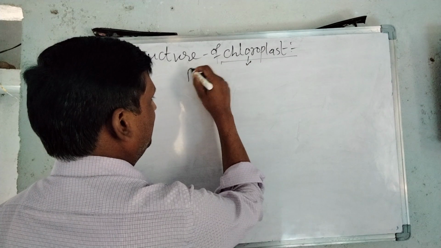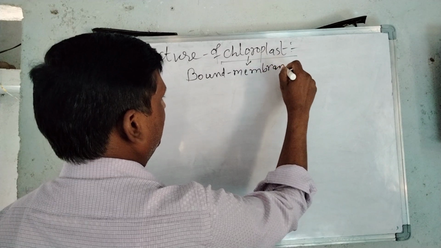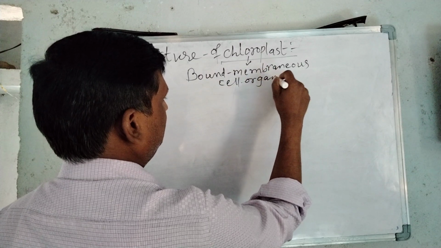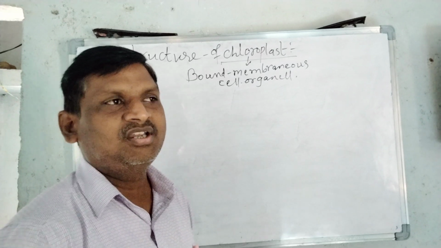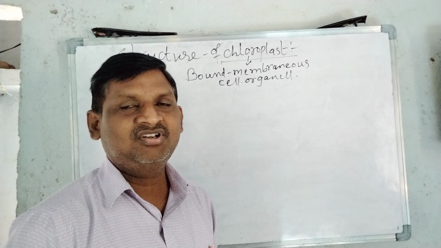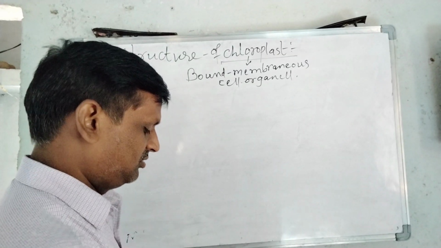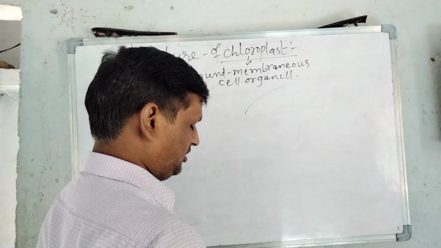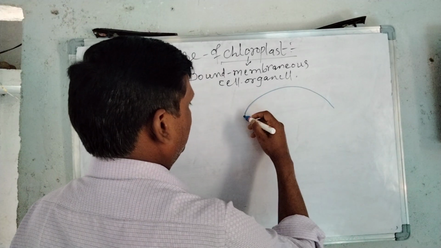Generally chloroplast is a bound membranous cell organelle. Very important. In the 9th class also we studied chloroplast. It is a plastid. Generally plastids are of different types, but one of the plastids is chloroplast. So when we see the structure of the chloroplast, see here, chloroplast is like this.